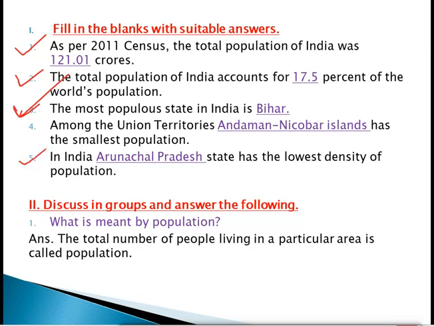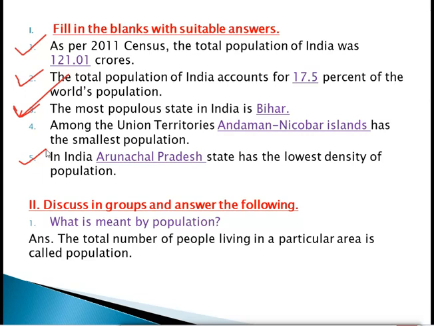In India, dash state has the lowest density of population. So which state has the lowest density of population? Arunachal Pradesh. Why does Arunachal Pradesh have the lowest density of population? Because Arunachal Pradesh has dense forest, so people cannot live over there comfortably. That's why it has the lowest density of population.